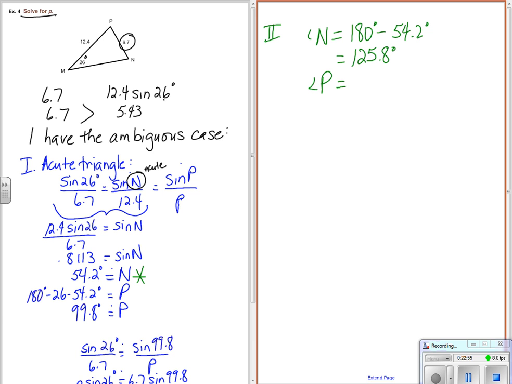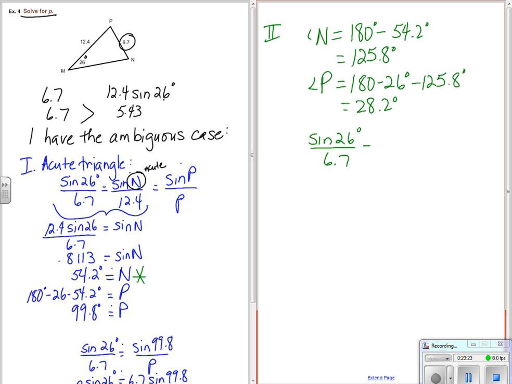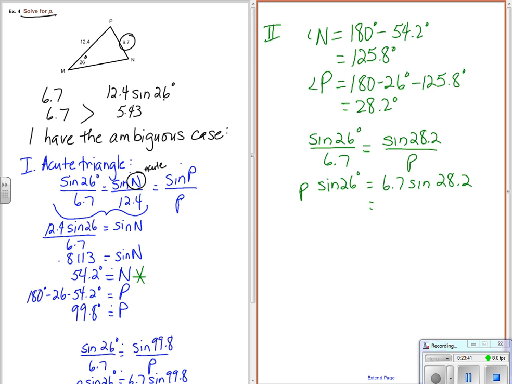180, take away 26. Take away 125.8 degrees. So in this case, I can't do two things at once. Minus 125.8, I am left with 28.2 degrees. So for the second solution, to find little p, I set it up a little differently. It's sine 26 over 6.7, but it will be equal to sine 28.2 over p. Little p, same process. Multiply both sides by 6.7 and multiply both sides by p. Divide both sides by sine 26. So lots of repetition.